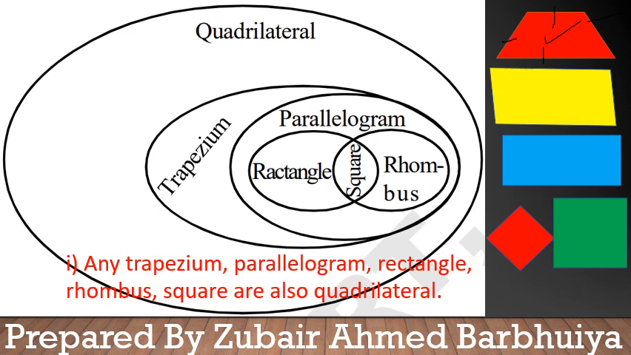This figure has a special name since it has two sides parallel, this side and this side. So these two sides are parallel to each other. This four-sided polygon is called a trapezium, and this four-sided polygon is called a parallelogram, since each pair of opposite sides are parallel. Here these two sides are parallel, and this side and this side are parallel, so it is called a parallelogram.